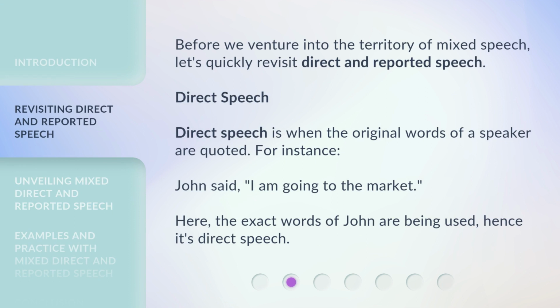Before we venture into the territory of mixed speech, let's quickly revisit direct and reported speech. Direct speech. Direct speech is when the original words of a speaker are quoted. For instance, John said, "I am going to the market." Here, the exact words of John are being used, hence it's direct speech.